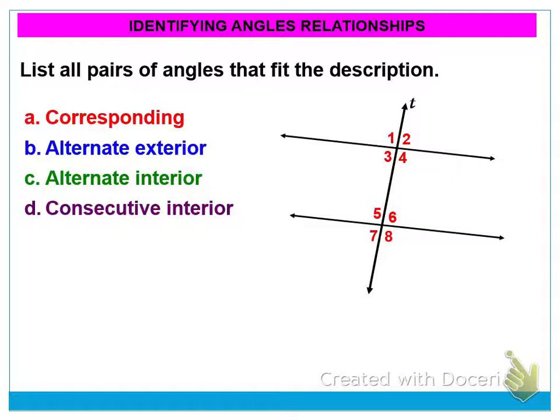So in that case, what is the transversal in our bottom picture? Line T. Yeah, that is the line that touches two or more lines. So we're going to go through and name all of the corresponding angles first. Let's start with angle 1. Angle 1 is in the top left. So where does it correspond with? Angle 5. So you're going to go ahead and list it. Angle 1 and angle 5.